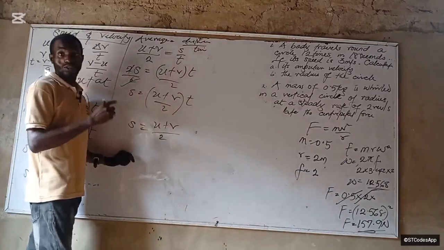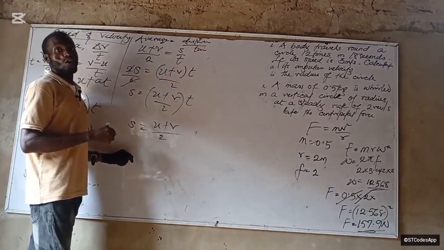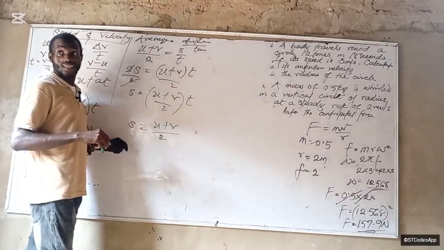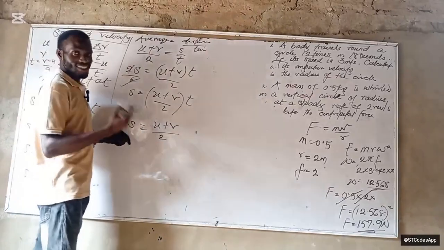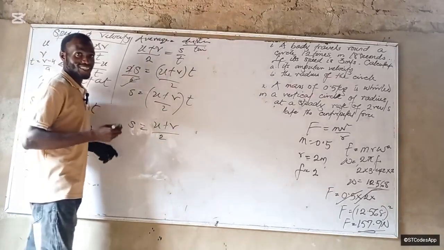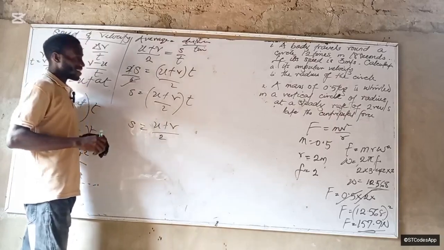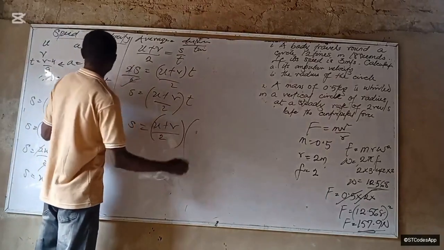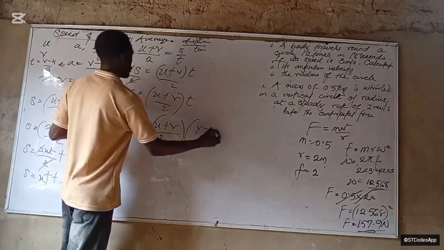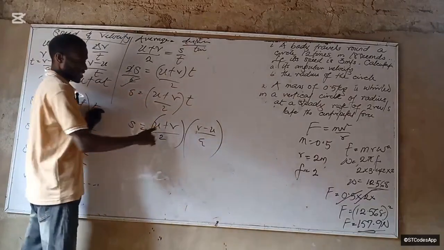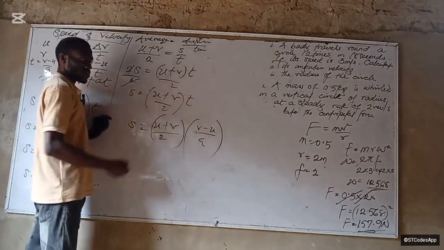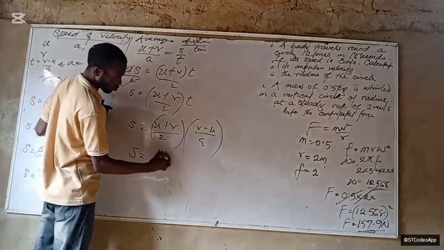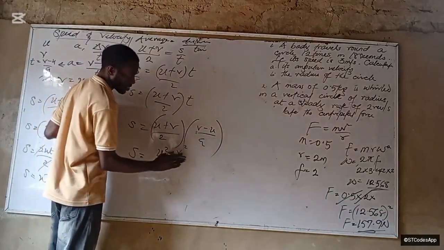S becomes what? U plus V. Okay, you didn't even play it. You just played it, right? Oh, but the mic was off, so you did not hear anything there. Alright. U plus V over 2 times T, which is now V minus U over A. Okay, by the time you multiply this, difference of 2 squares, isn't it? So S will be equal to U squared minus V squared.